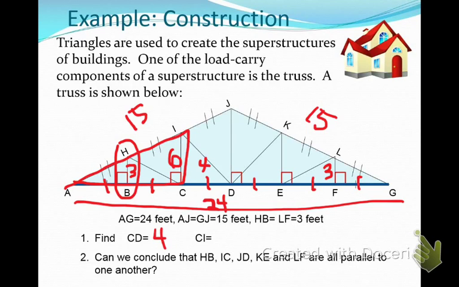Can we conclude that HB, IC, JD, KE, and LF are all parallel to one another? Yes, we can, because they're all midsegments, and also because of these right angles. They're all at right angles to AG. So you can conclude that they are parallel to one another. Their corresponding angles are congruent.